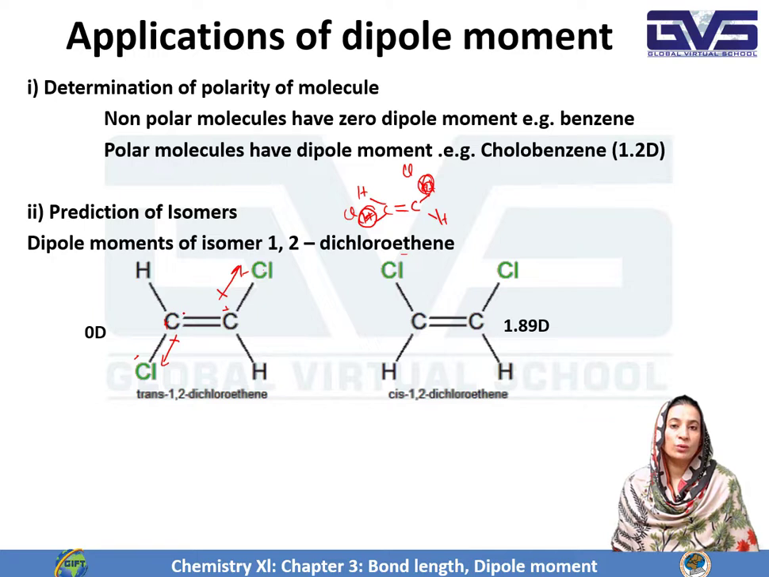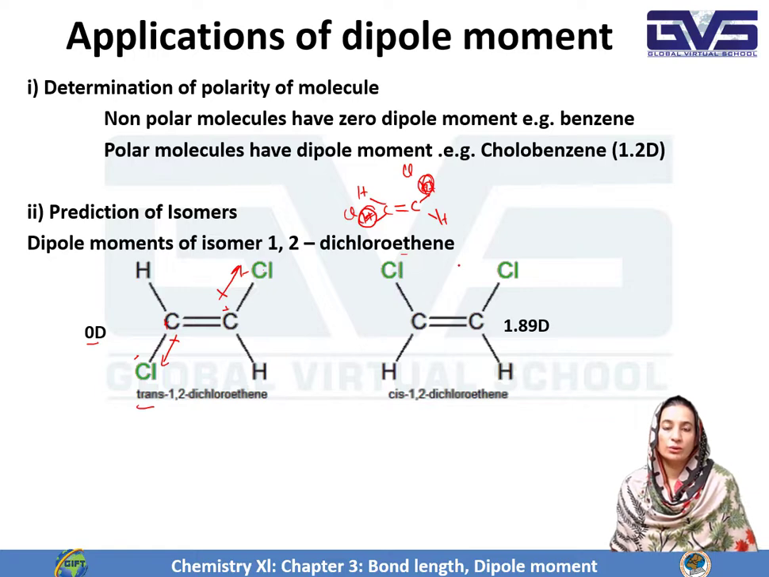And in physics, you know, this is a vector quantity. When two vectors are in opposite directions and of the same magnitude, they cancel the effect of each other and have zero value. So this is the trans form. When two functional groups are in opposite directions, it is called the trans form. So this is trans-1,2-dichloroethene, and it has zero dipole moment.